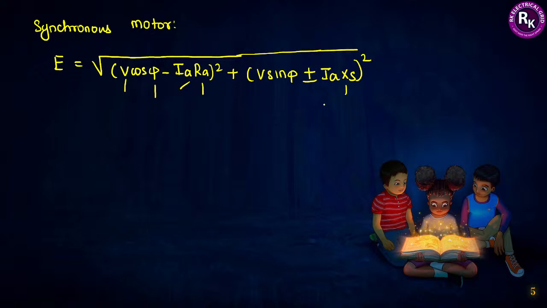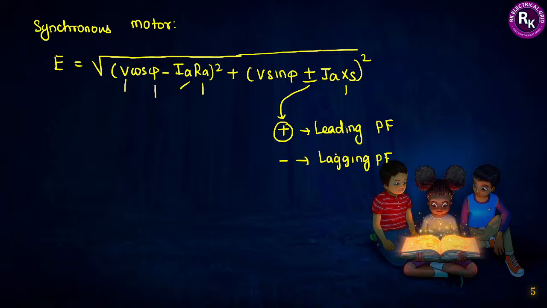Again I put a plus or minus sign. Now in the case of the motor, it is very important to keep this observation. You have to put plus when your motor is being operated at a leading power factor. You have to put minus when your motor is operated at a lagging power factor.